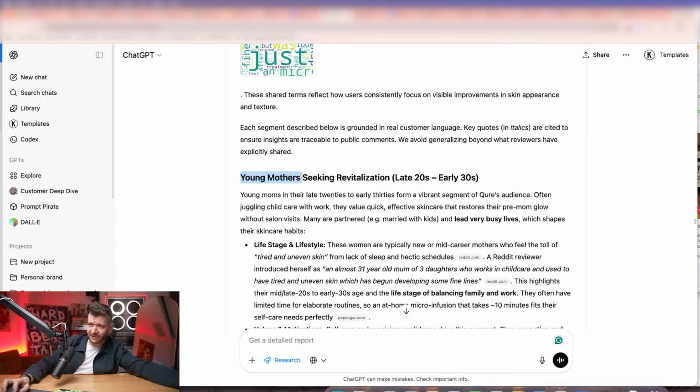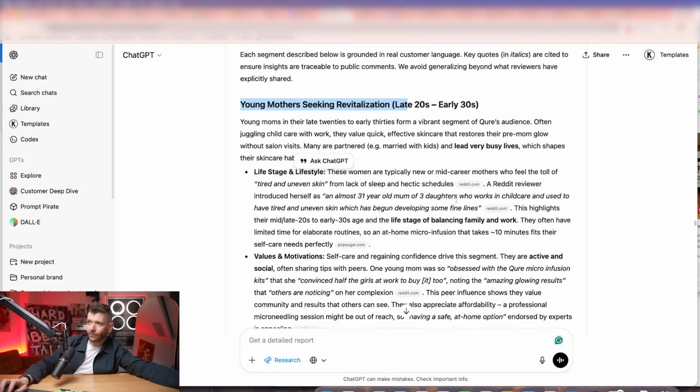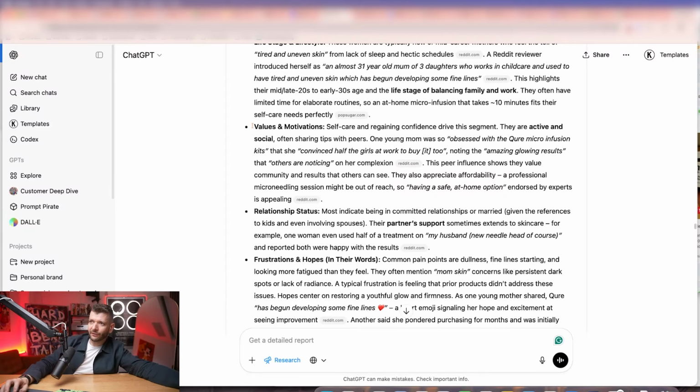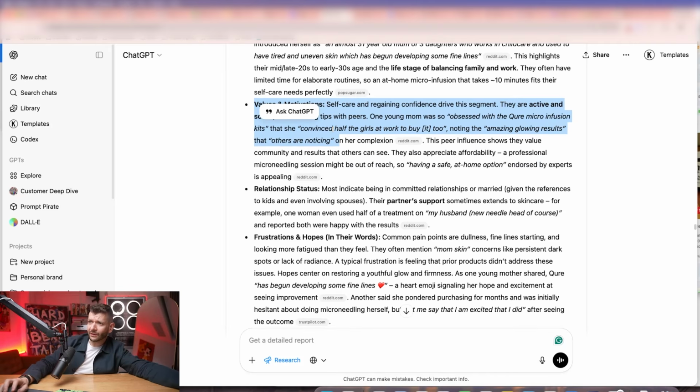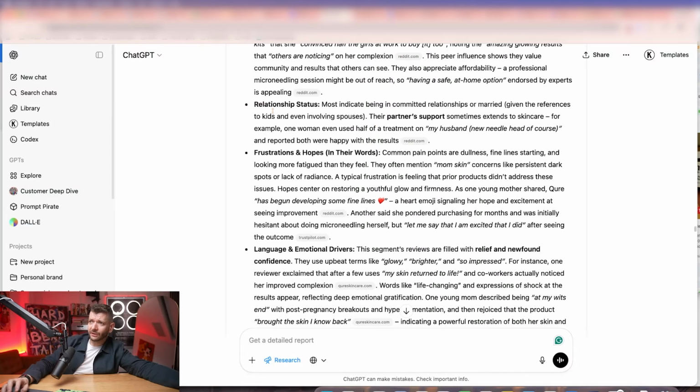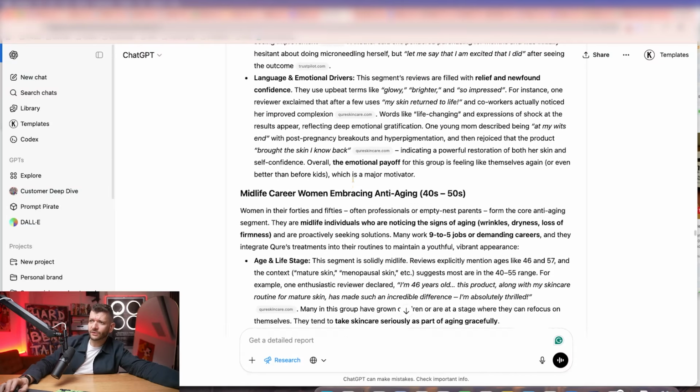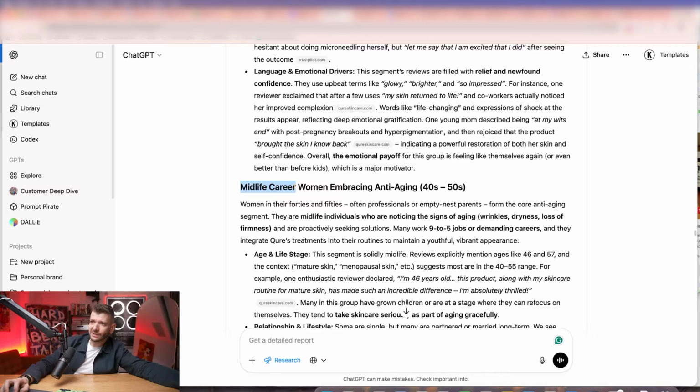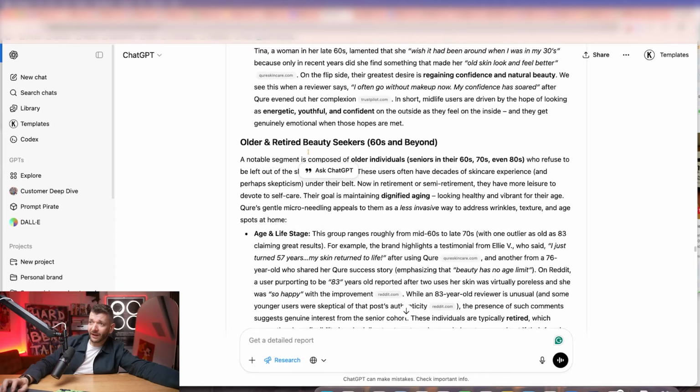You can see young mothers seeking revitalization, right? So late 20s to early 30s, right? They have lack of sleep, hectic schedules, and that's why they cannot dedicate enough time to their skin. Their values, their motivations: they care about self-care and regaining confidence. They're active and social, often sharing tips with peers, and there's relationship status, frustrations, and hopes. Another segment of this audience here is midlife career women embracing anti-aging, 40s to 50s. And then you have older and retired beauty seekers.